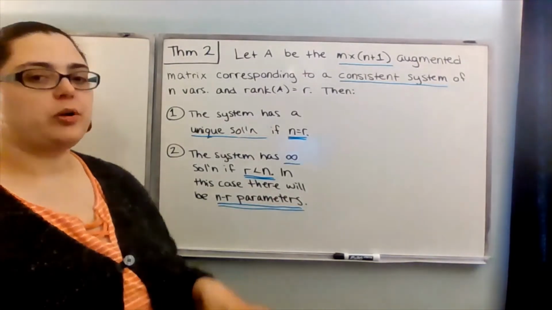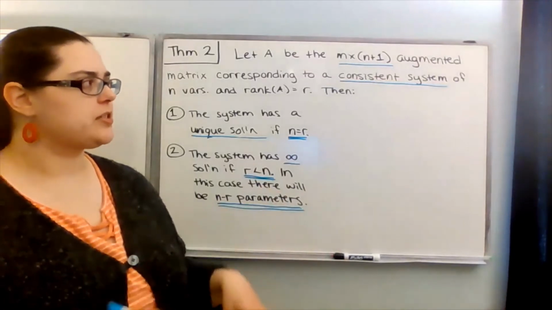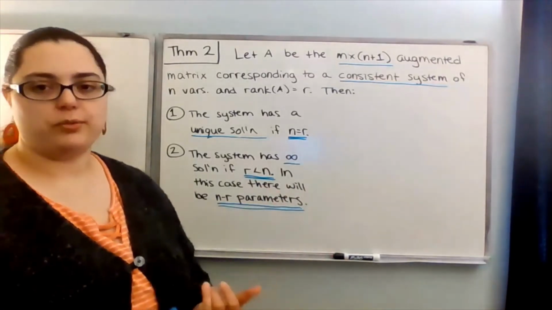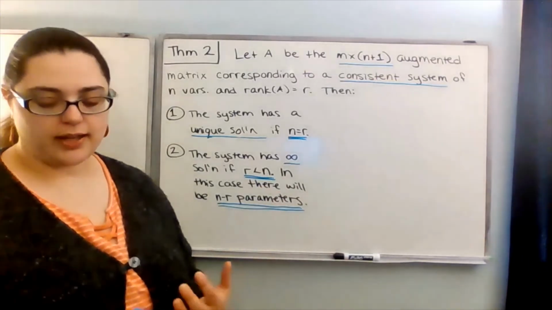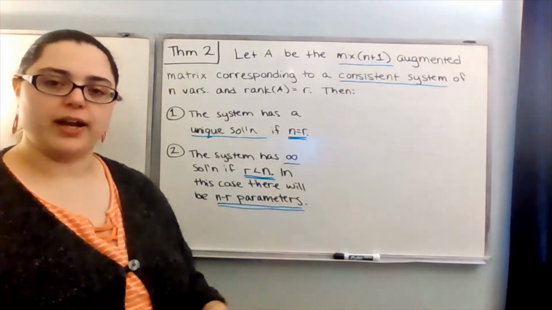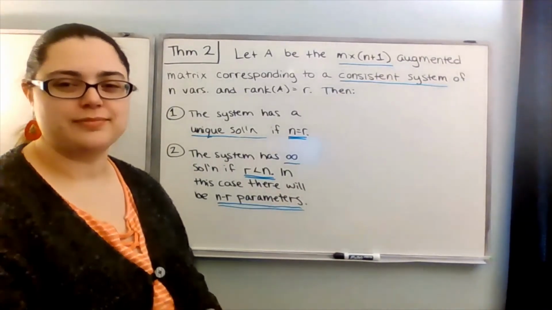So this is a theorem that we're primarily going to be applying. So we're going to look at 3 matrices and determine their rank, whether they have a unique solution or not, and how many parameters they would have. So let's go ahead and do a few.